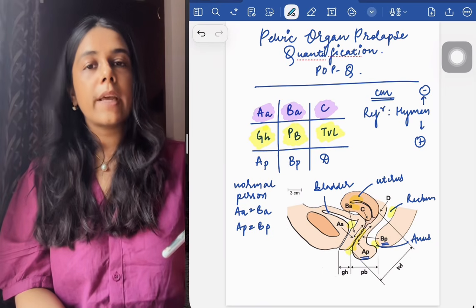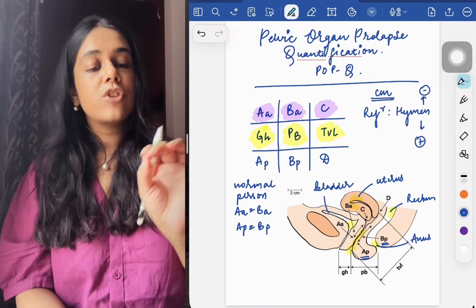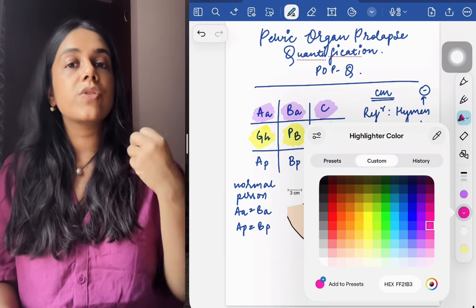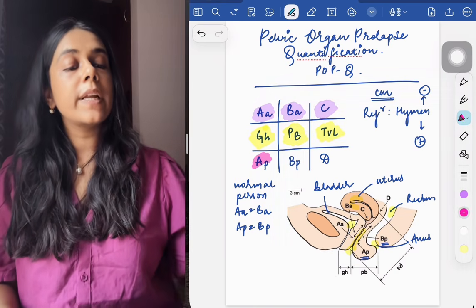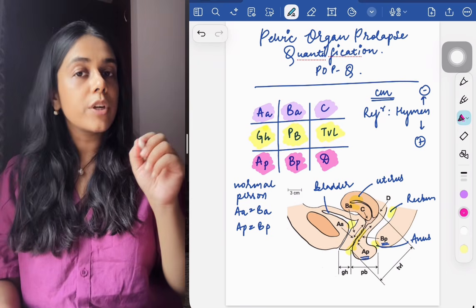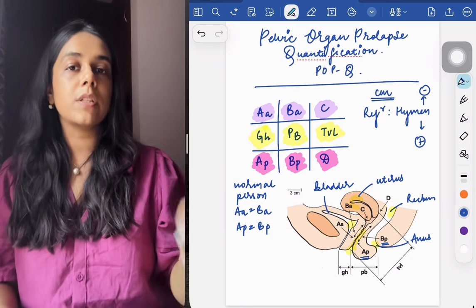Now we have done all the 9 points: AA, BA, C, GH, PB, TVL, and AP, BP, D. In this you measure all the points in the fully strained position, but only TVL is a point which you don't measure while there is straining. You reduce the entire prolapse and then you measure the TVL.